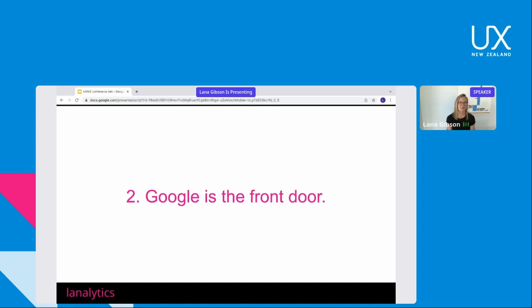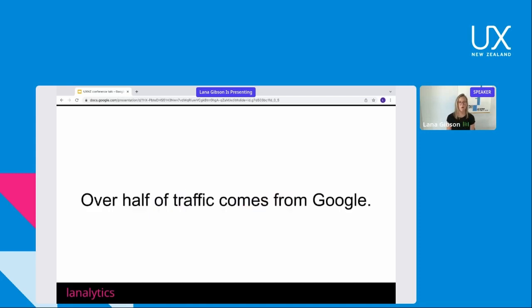Number two, Google is the front door. This is related. Again, most of the traffic I look at, most of the sites that I look at, over half of traffic comes from Google, which is huge, right? So if you've got a new site, you really want to be looking at that Google demand and trying to meet it.